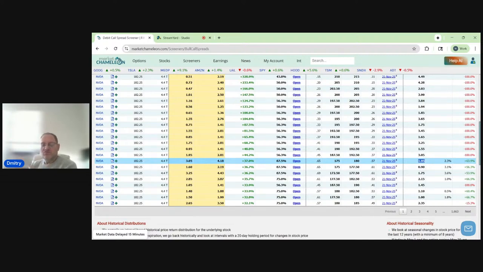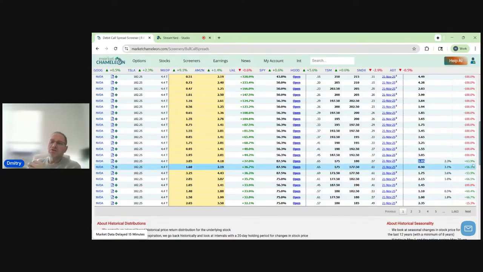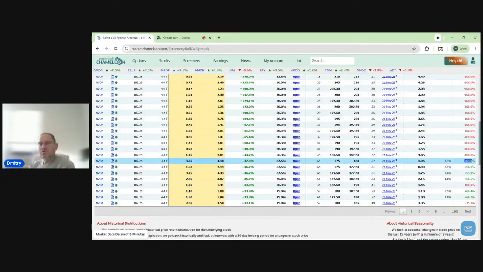And if you're making $1.95 profit on something that you risk $3.05, that's a 63.9% return on the money you have at risk. You risked $3.05, you made $1.95. You made 63% on the amount you had at risk.